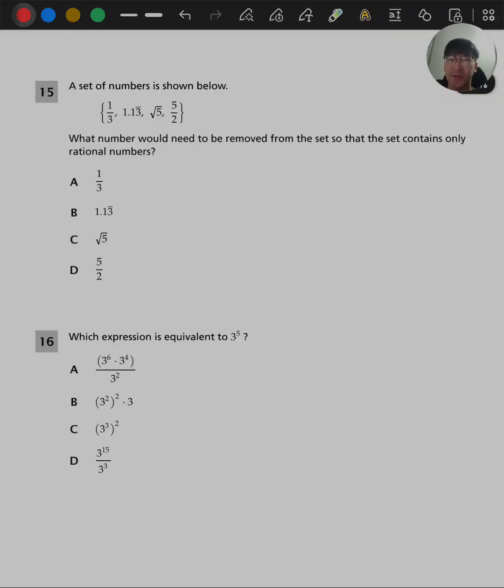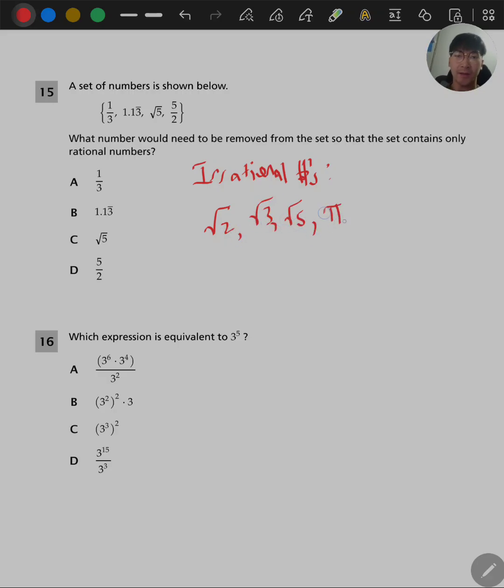Okay, so this question, to do it fast, you just got to remember certain things, okay? Irrational numbers. Famous irrational numbers. Radical 2, radical 3, radical 5, pi, and then in high school you'll see e a lot more, okay? Just remember that these are irrational, okay?